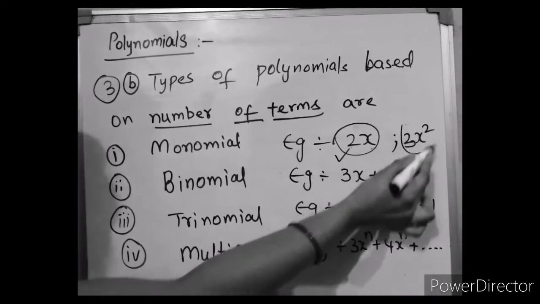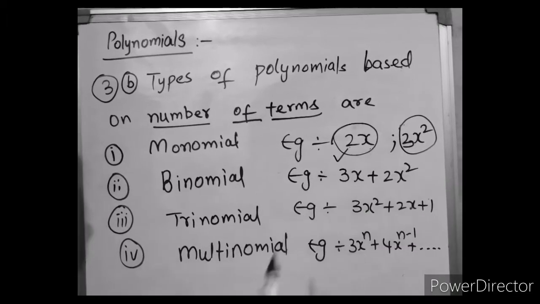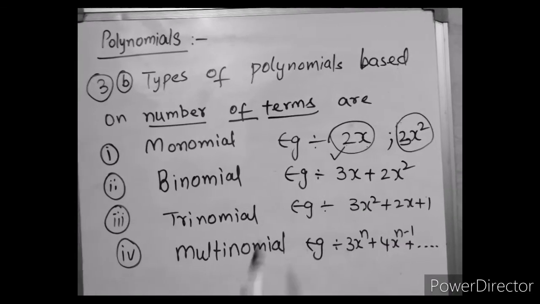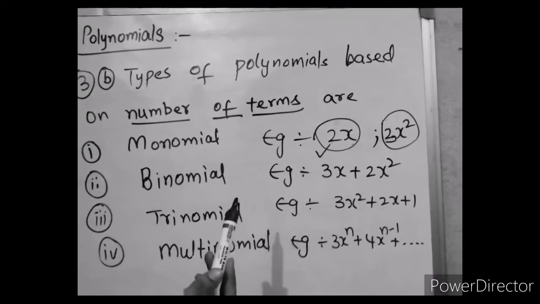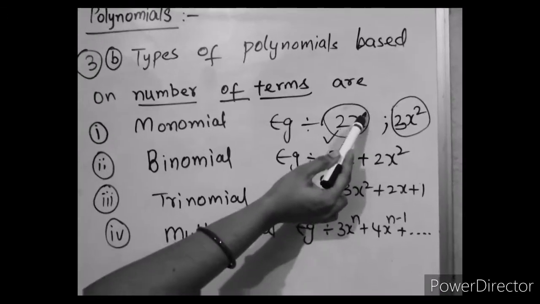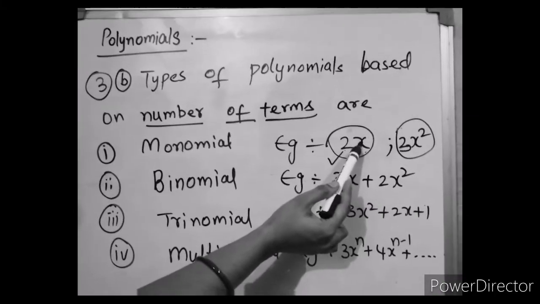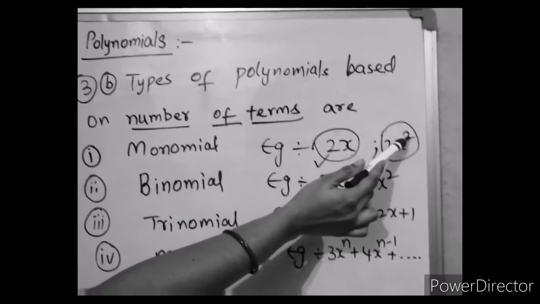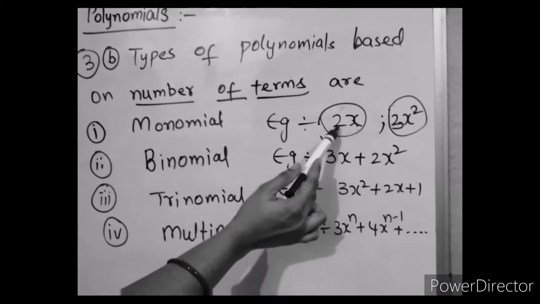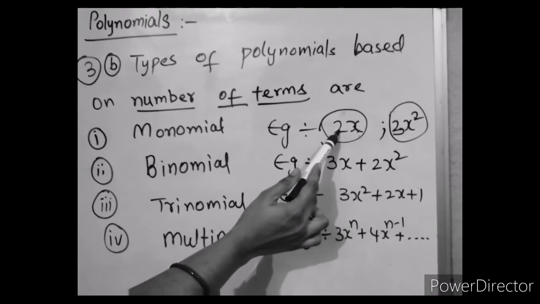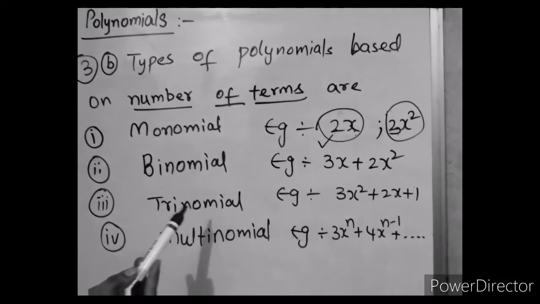And here another example, 3x square I have taken. This is also a monomial because it consists of one term. Here, the degree of this is 1 and here the degree is 2. Irrespective of the degree, we have to check for the number of terms. Here number of terms is equal to 1. Here also number of terms is equal to 1.